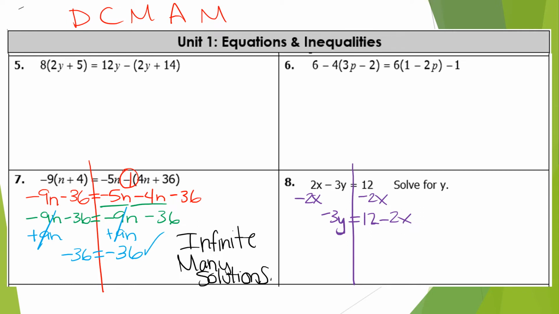Now here's a common error. Instead of y times -3, I need to divide every piece by -3. When I do that, now the y is by itself. I have a negative 4. Negative divided by negative is positive, and a fraction is okay. Keep that fraction.